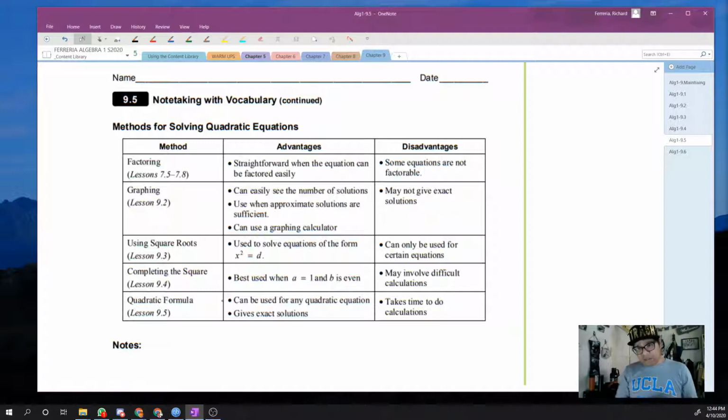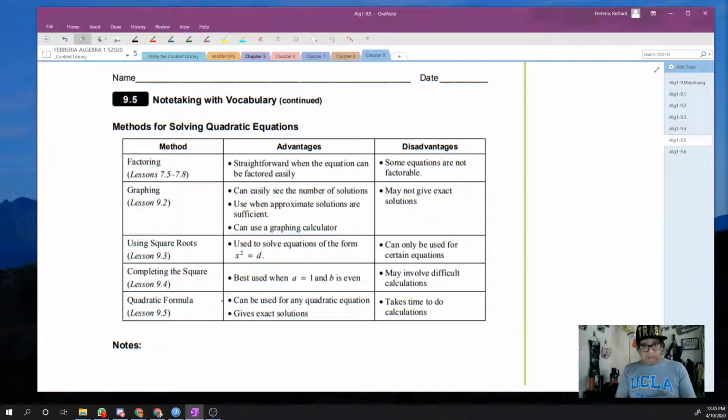Now that's not used for every equation. It's only used if you have x squared equals a number. If x squared isn't equal to a number, then you can't really use a method of square roots, in which case you would have to go by completing the square. Now, completing the square may involve difficult calculations. Well, I don't know about that. Well, of course, that's me, your algebra teacher, saying that. But it's best used when a is equal to 1 and b is an even number.